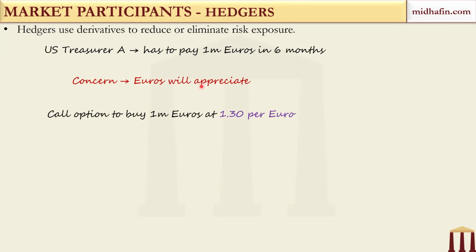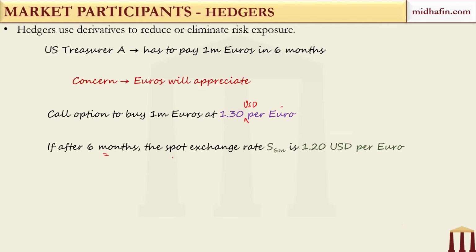So the US Treasurer hedges by using call options, where the lock-in price, the price at which the euros have been locked, is $1.3 per euro. You can write dollars over here. Okay. Now, let's say after 6 months, the spot exchange rate is $1.2 per euro.